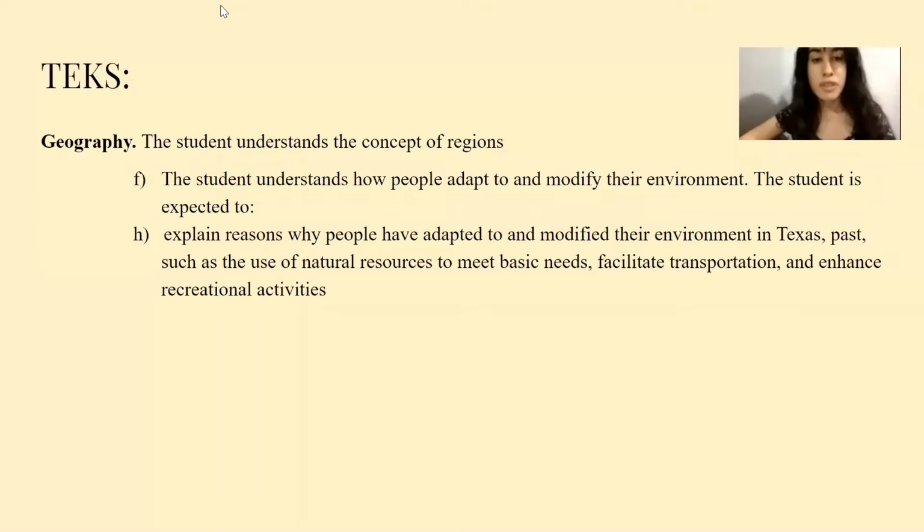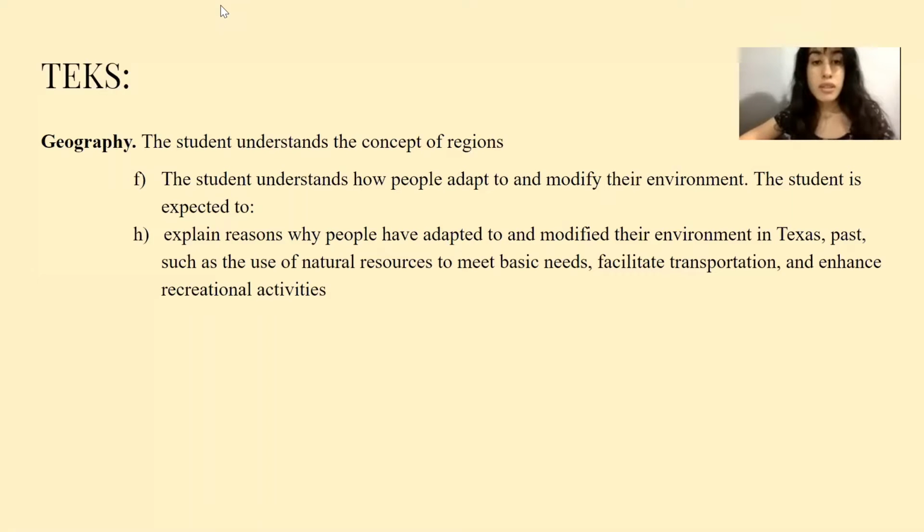Okay, so now for the TEKS, it's going to be about geography. So the students are going to talk about how people adapt and modify their environment, explain reasons why people have adapted to and modified their environment in Texas in the past, such as the use of natural resources to meet their basic needs, facilitate transportation, and enhance recreational activities.